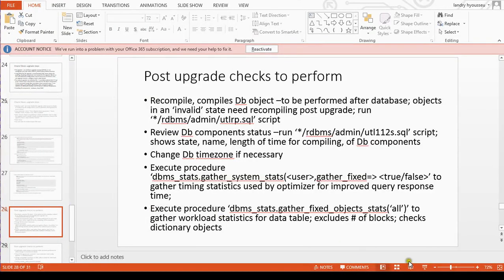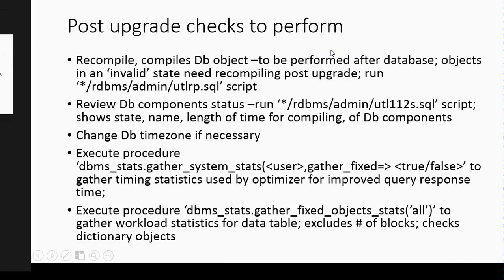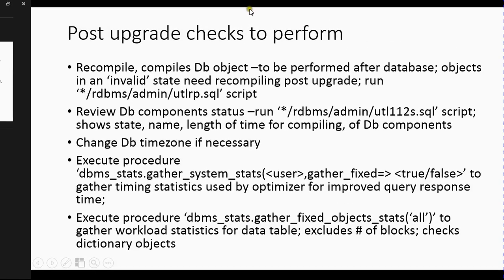After the upgrade, to make sure that all of the components of this object were converted correctly, you would run this script again. If you're doing this manually, you would run this command. You execute the SQL script: you go into the RDBMS slash admin and run the script utlrp, and that's going to recompile any of the database objects or components that became invalid during the upgrade process.